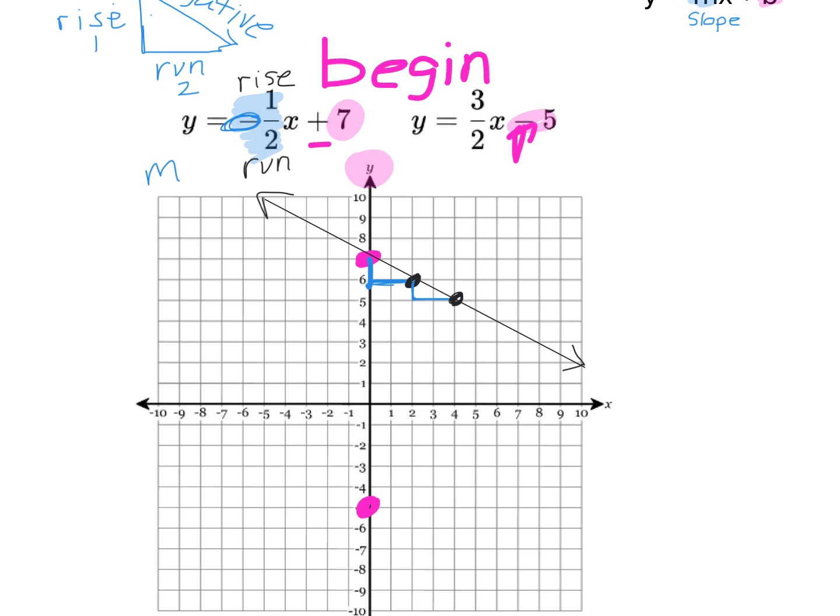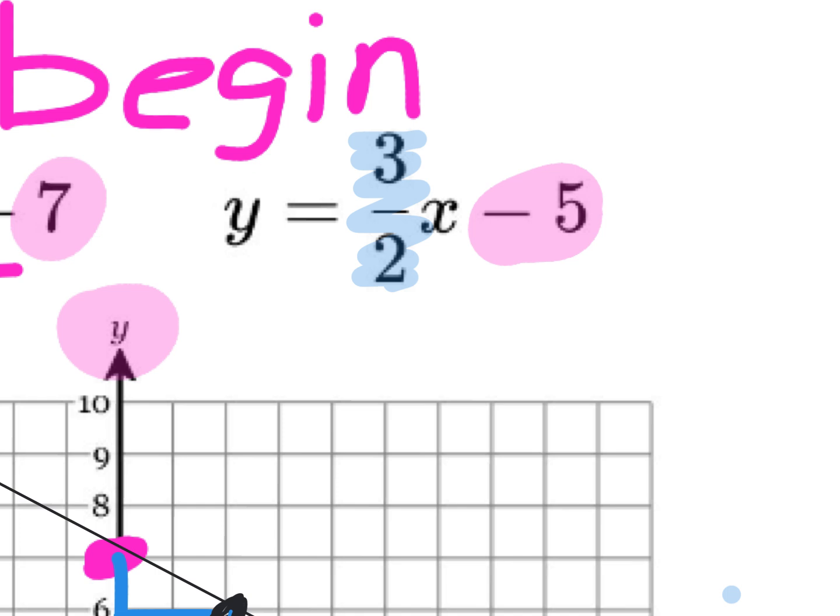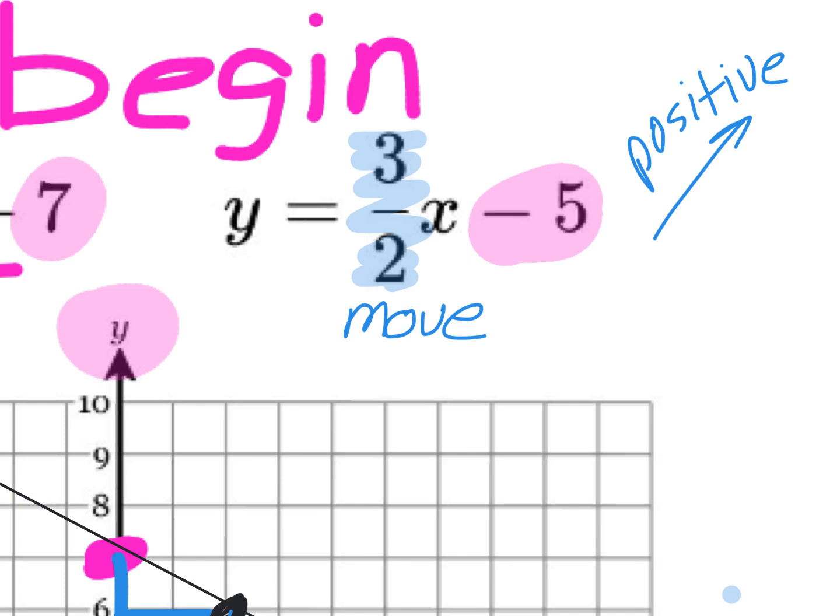How did I know I needed to go to -5? Because there's a minus in front of that 5. Now that we're in big kid math, remember that a negative and subtraction mean the same thing. Okay? Now I need to decide what direction my line is moving in. I'm going to zoom in here for a moment. So my slope, this time, it's moving up. That's a positive slope.